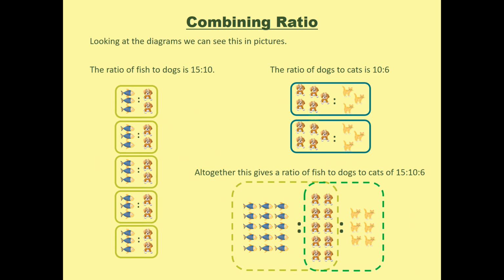So the one on the left here, we've got the ratio of fish to dogs is 15:10. The one on the right here, the ratio of dogs to cats is 10:6. And then we just combine that all together. There's our 15 fish from the left, that's sort of light green with the 10 dogs on the side. And then there's 10 dogs here in the dark green going to 6 cats. Again, giving us a ratio of 15:10:6, like we had before, but we can't simplify that because there's no common factor.